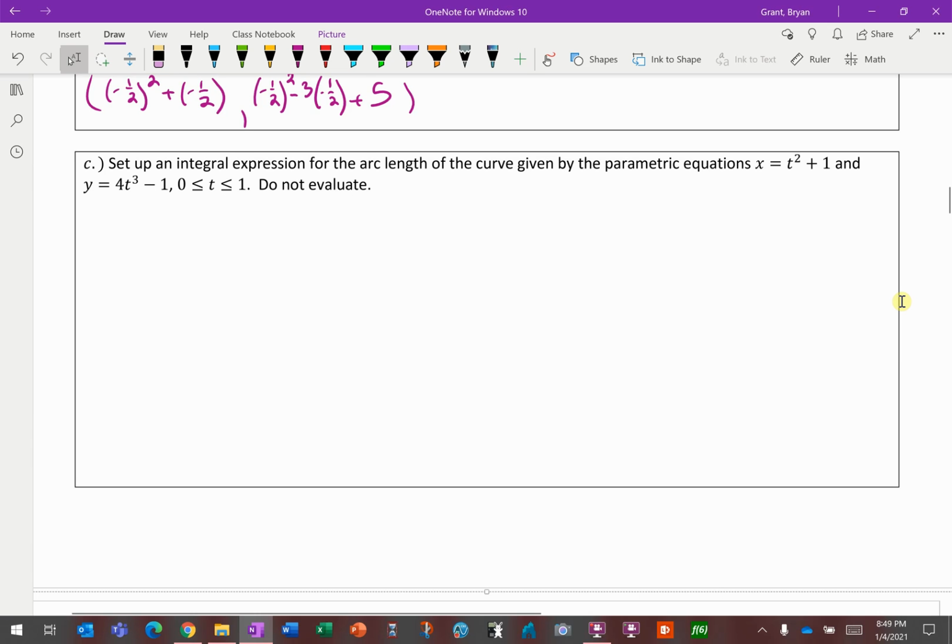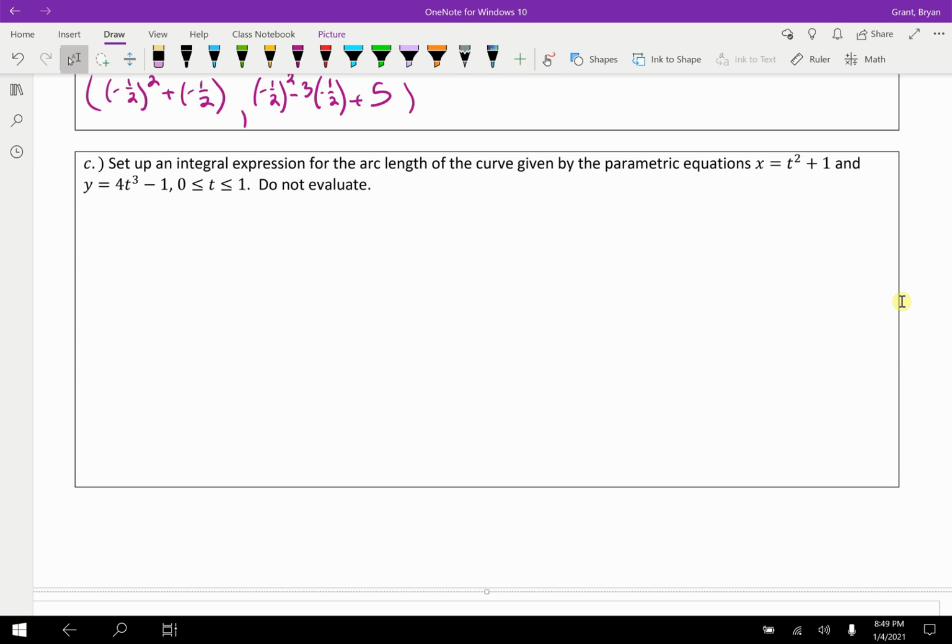Part C is actually the quickest of the 3 because they just want the setup of an integral expression. They don't actually want us to do any math beyond that. So they want us to give them the integral expression that will find the arc length of the curve given by these 2 parametric components. Well, we should probably remember what that looks like first.